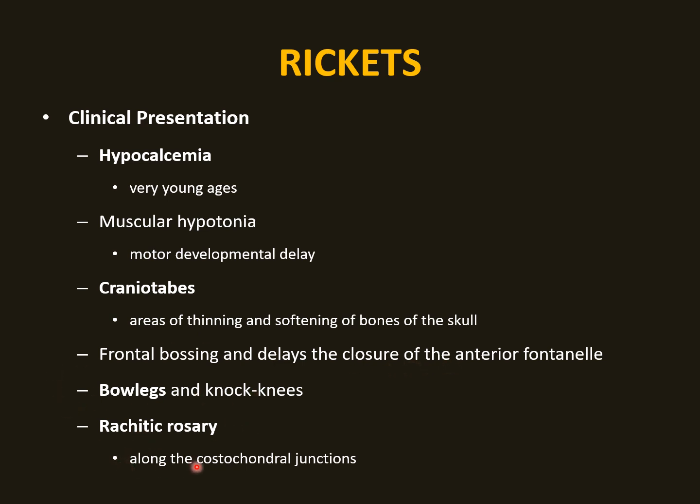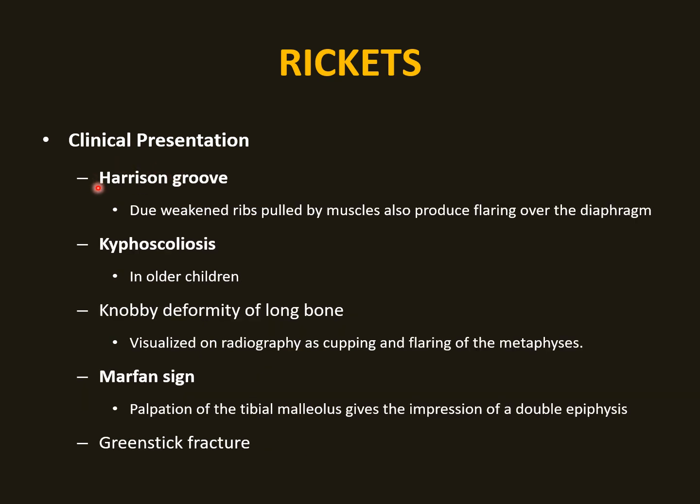rachitic rosary along the costochondral junction. Rickets can also present with Harrison groove, which is the pulling of the ribs by the diaphragm; the ribs are weak, so it gives a groove at the site of attachment of the diaphragm. Kyphoscoliosis and knobby deformity of the long bones can also be visualized in the radiograph as cupping and flaring of the metaphysis. Marfan sign: if you palpate the tibial malleolus, it gives the impression of a double epiphysis. It's called Marfan sign, and greenstick fracture.